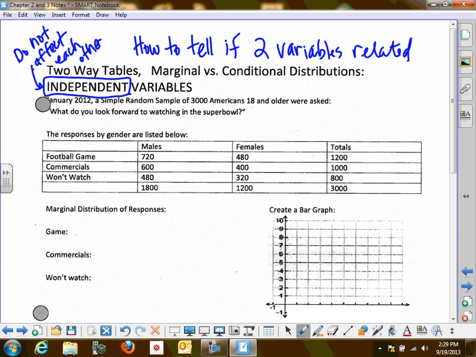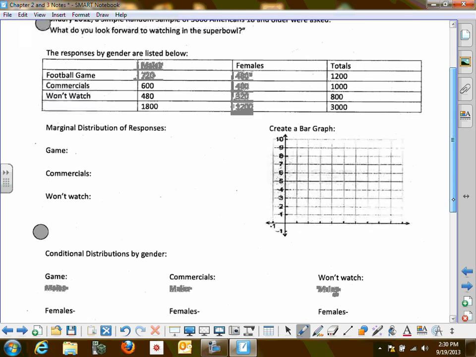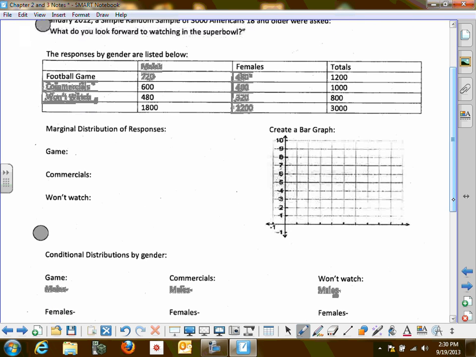Here is some manipulated data. January 2012, a simple random sample of 3,000 Americans 18 and older were asked, what do you look forward to watching in the Super Bowl? And here are the results. There are two variables here. One of the variables is gender. You're male or female. Hopefully there's no crossover there.